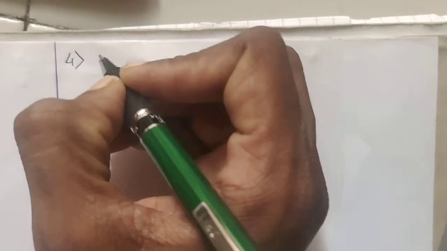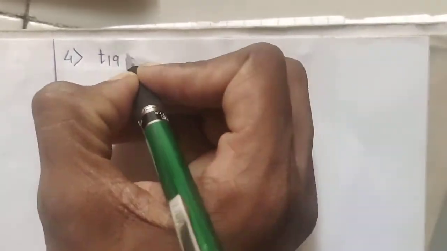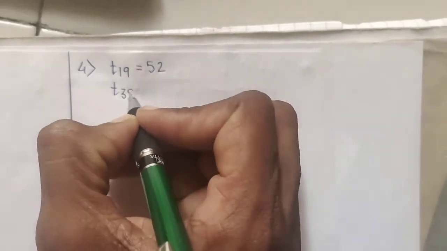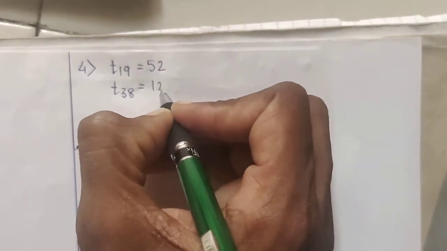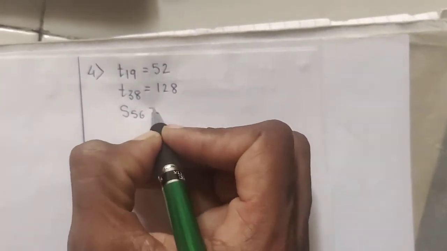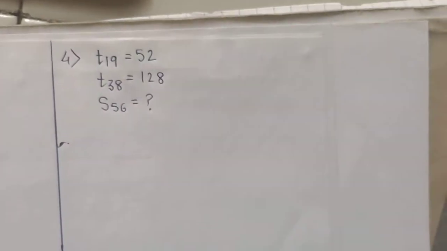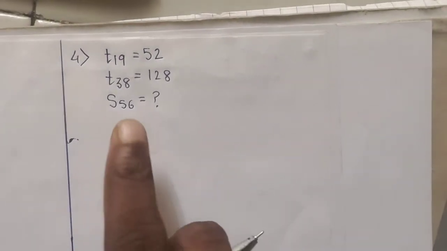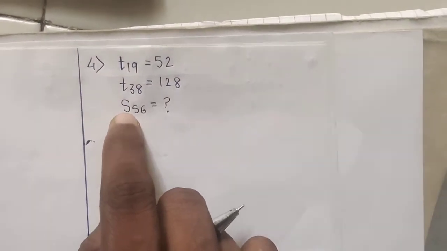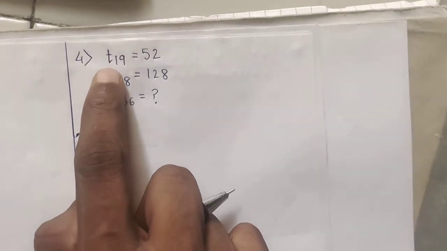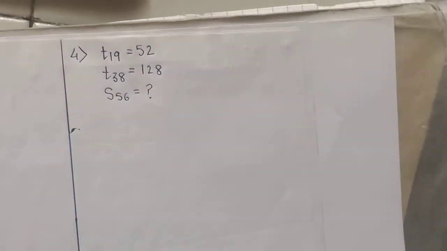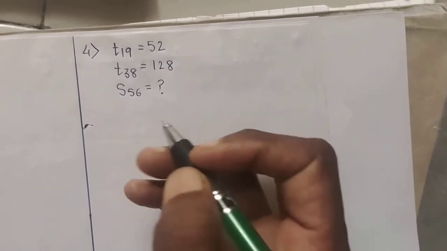What is given to us? 19th term, that is T19, is 52. Then we are given that 38th term, that is T38, is 128, and we want to find out the sum of 56 terms, that is S56. Now it is clear that we have to use the Tn formula twice and the Sn formula once. We are going to use the Tn formula and replace n by 19 first, and then replace n by 38.